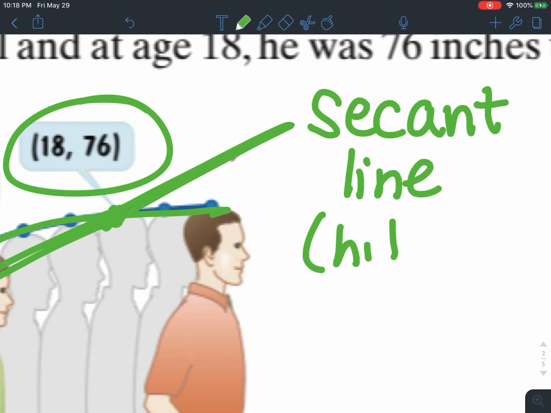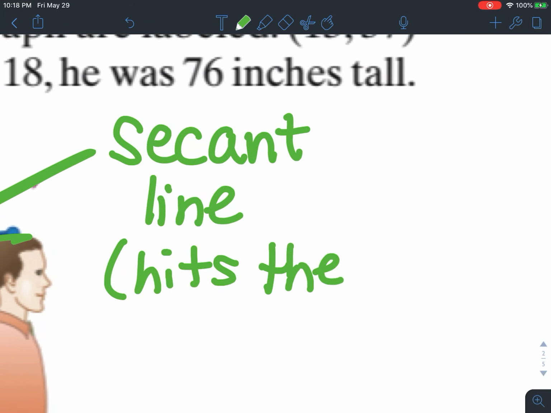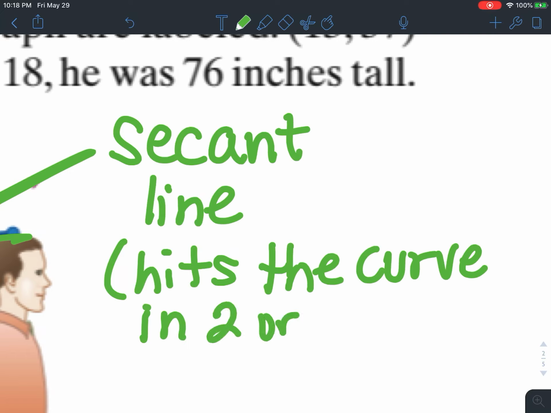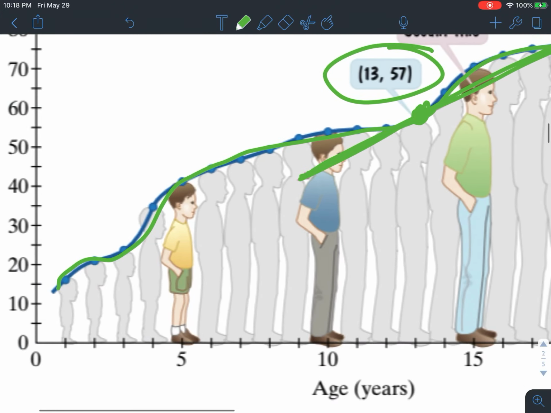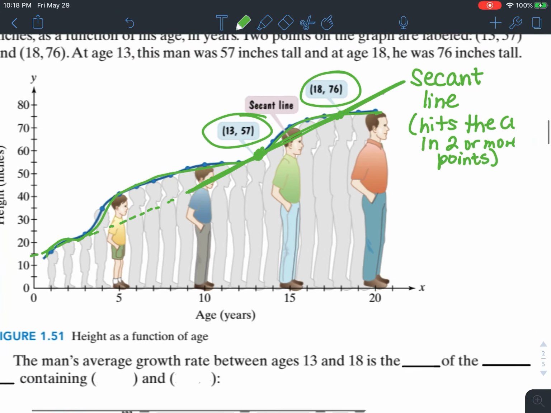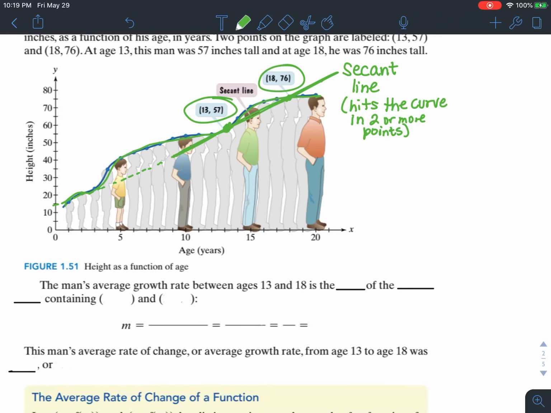So it hits the curve in 2 or more points. It's really based on 2 points, but it could actually hit the curve again. Like, look, if you kept going, that could actually hit the curve again. Okay, so let's find his average growth rate.